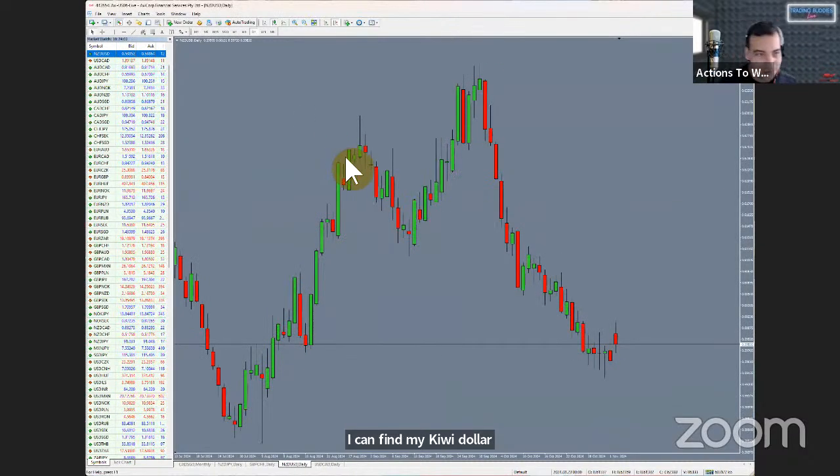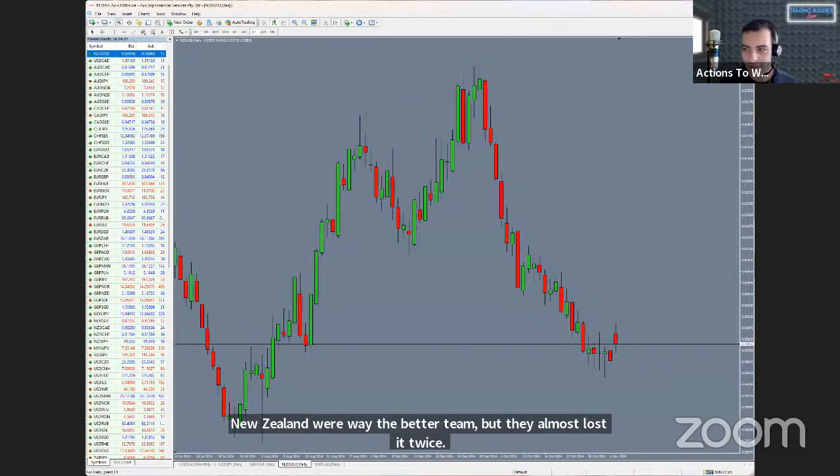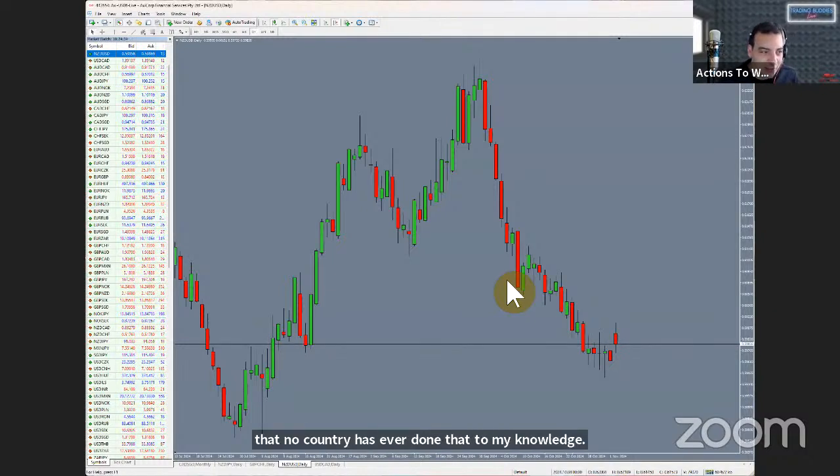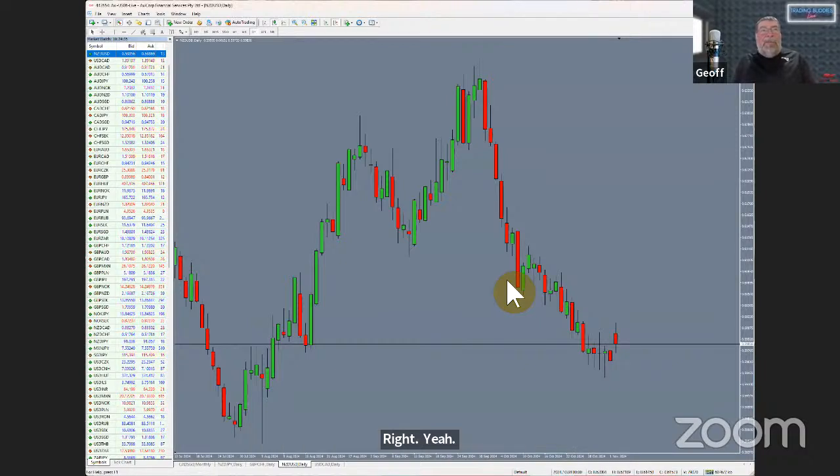While you're doing that, Kiwi's having an incredible time on the sporting fields at the moment. Yeah, well, I saw the England versus New Zealand rugby, which was a brilliant game actually. I thought New Zealand were way the better team, but they almost lost it twice. I don't know if you watched that game. It was very good. They beat India in India 3-0 in the cricket. Wow. No country has ever done that, to my knowledge. Right. It is amazing, really. Then there's more sheep in New Zealand than there are people. Do you know that?